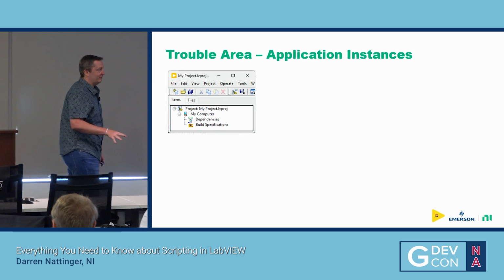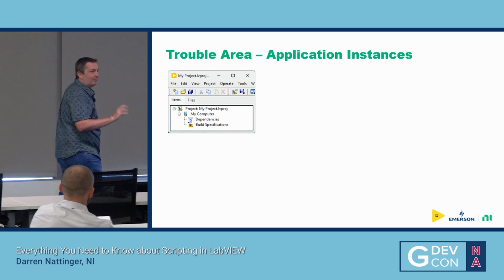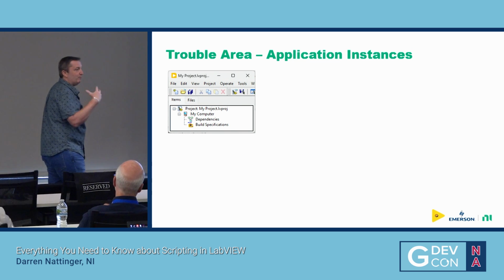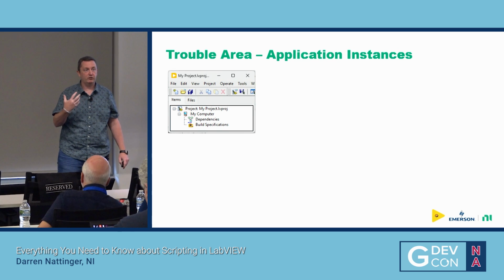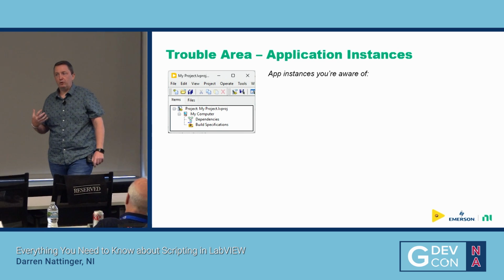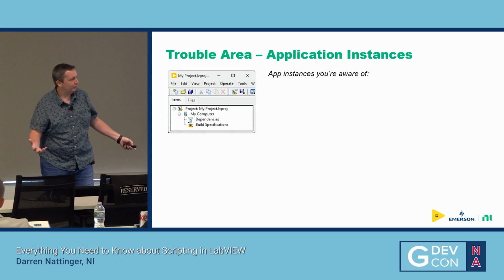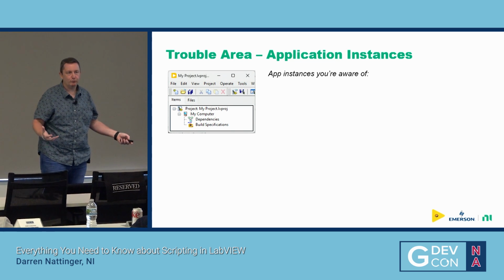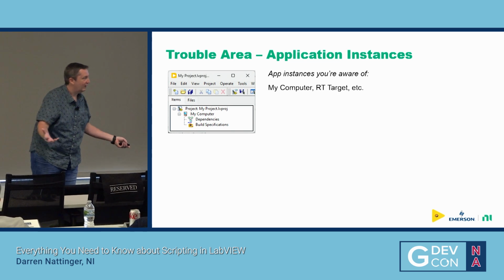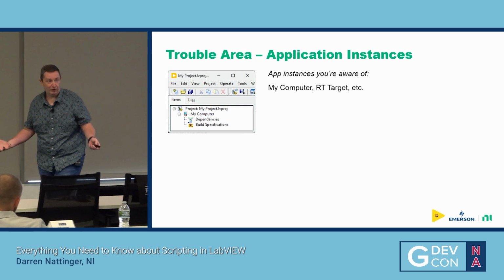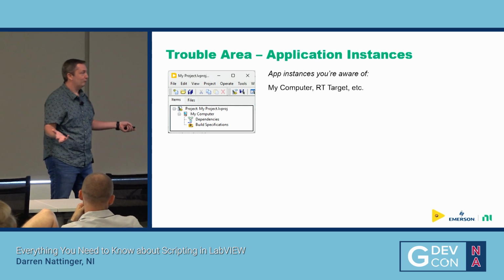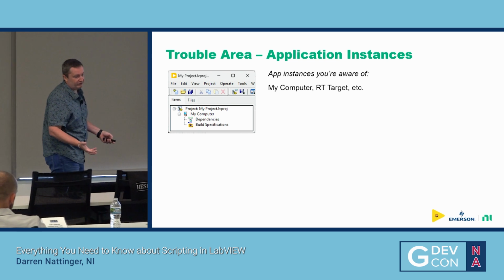All right, so what are some common trouble areas with scripting? Application instances. Remember I mentioned before, an application instance is the memory space that your VIs can run in under a certain target. So some app instances that y'all are probably aware of, that y'all have run into when you've worked with LabVIEW: the target, obviously, my computer. Many of you have written RT code, so you've written VIs that are under an RT target.